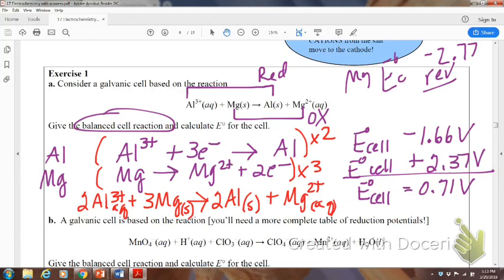Again, I'm going to stress that in this, we multiply to get the number of electrons. We reverse signs, but on E cell, we do not multiply the E cell by those integers. Okay?